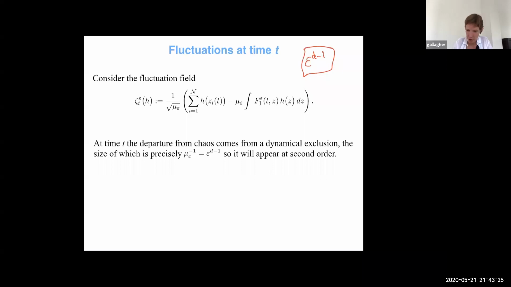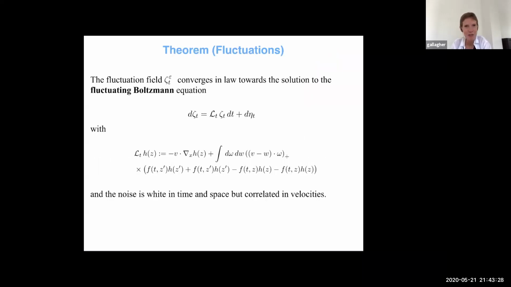Okay, so here's the theorem. If you look at the fluctuation field at time t, you let epsilon go to 0, then it satisfies this fluctuating Boltzmann equation, which is given by the following. This term here is a linearized Boltzmann operator, which is given here. So it's just transport plus linearizing the Boltzmann equation around the solution to the Boltzmann equation. You apply that to the function h, you get this thing here. So the fluctuation field is pushed by the flow, of course, but also by the linearized Boltzmann equation.